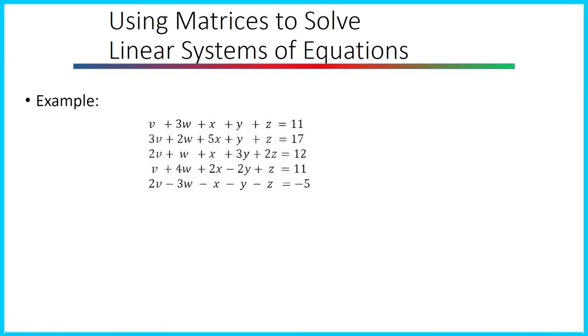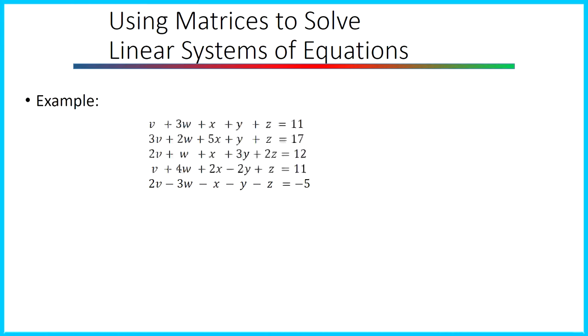So far we've dealt with very simple linear systems of equations, but we could have systems of equations with many different variables and many different equations. For instance, consider the system of equations here. It has 5 different variables, V, W, X, Y, and Z, and it has 5 equations.